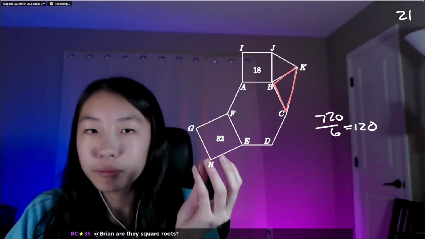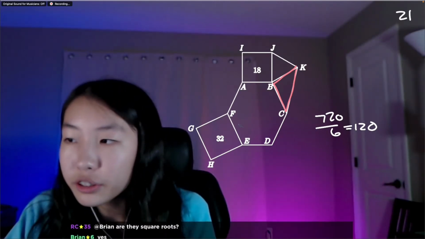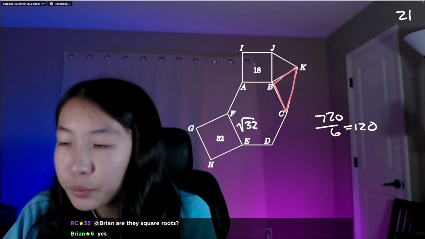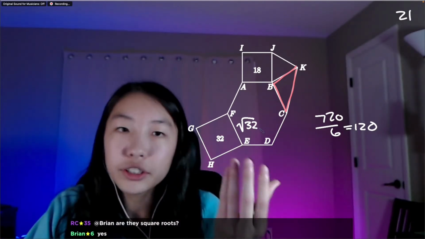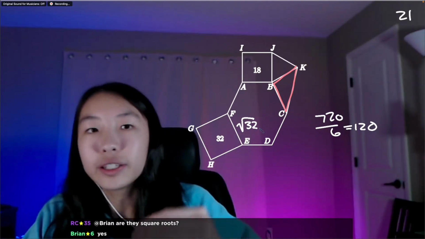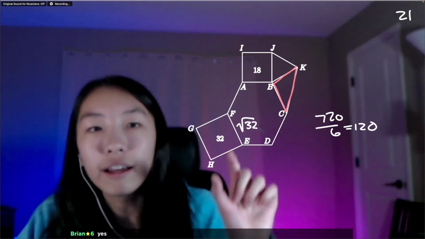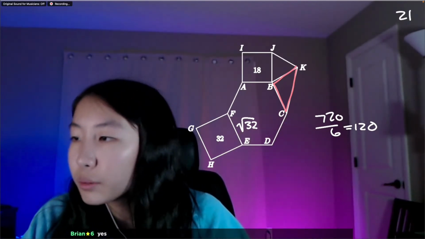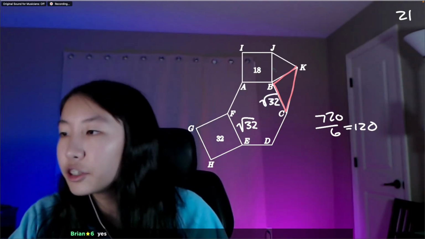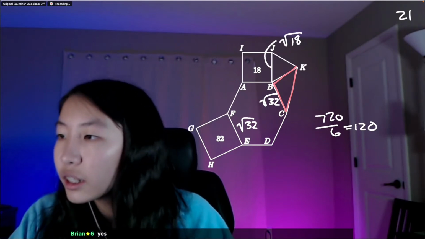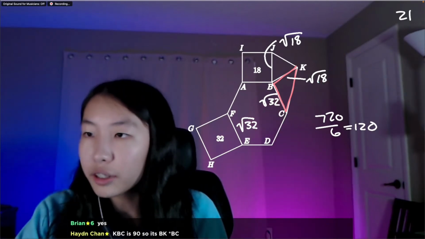So let's start off with this square over here. Its area is 32 and the sides are all equal. So this FE is going to be the square root of 32, because 32 is the side squared. And because we are given that FE is the same as BC, we can put that over here as square root 32. And similarly, JB is going to be square root 18. So BK is square root 18 because this is an equilateral triangle.